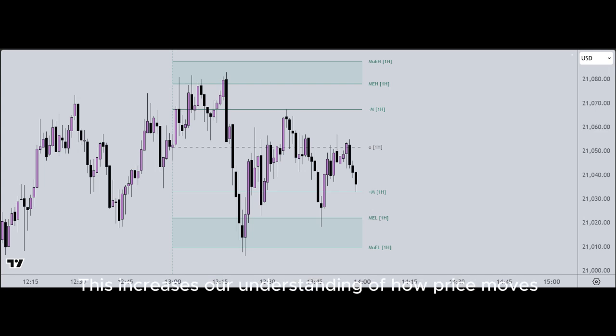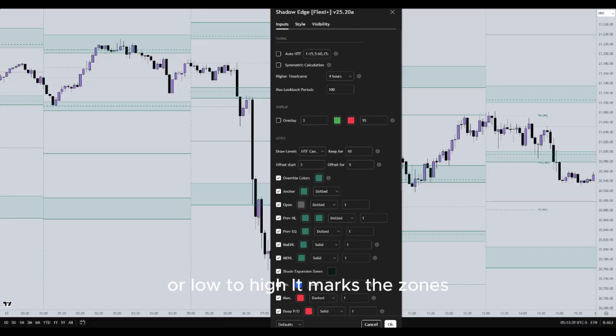This increases our understanding of how price moves and transitions from high to low or low to high. It marks the zones, shows the levels, and helps you see where price structure actually lives. And even more importantly, where it might shift. This is very handy if you're a reversal catcher.